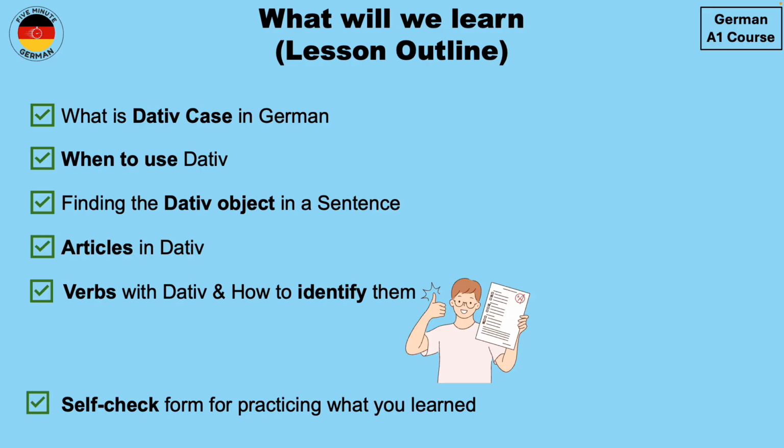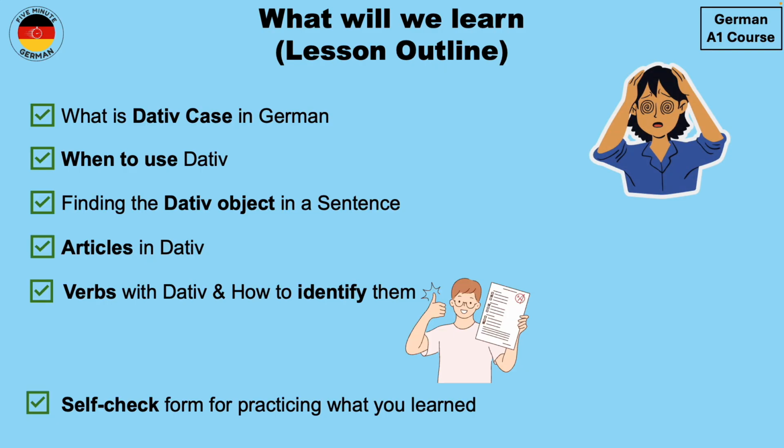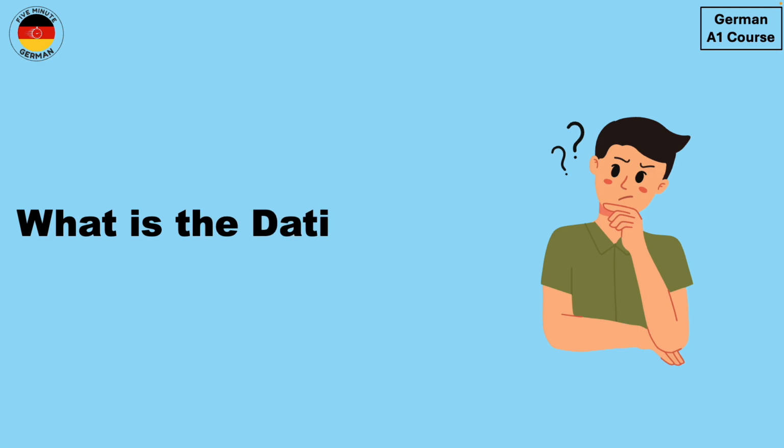I know that these different cases, nominative, accusative and dative, are very confusing and make German language very complicated. But I can assure you that in this video I will explain this dative in the most simplest terms, so that at the end you have learned and understood this concept and don't have any problems with it. So let's start by understanding what is the dative case in German.